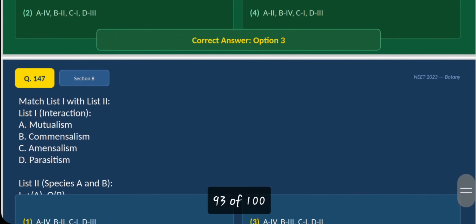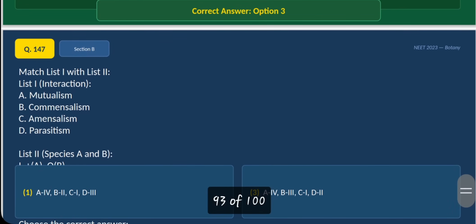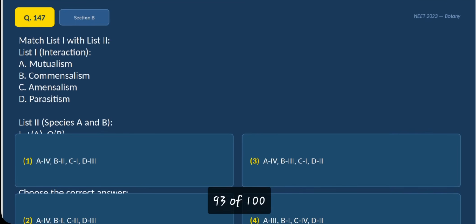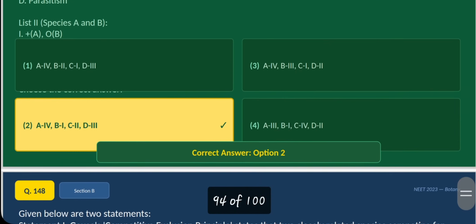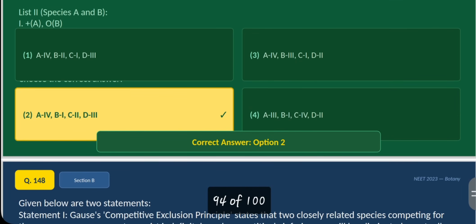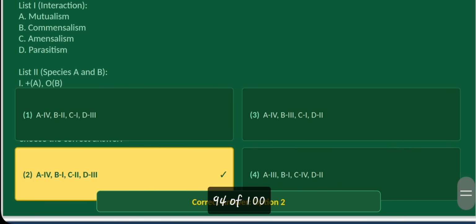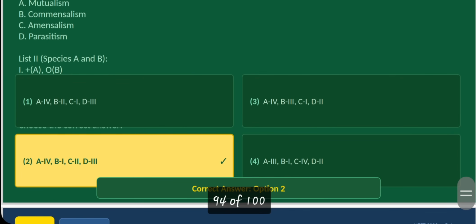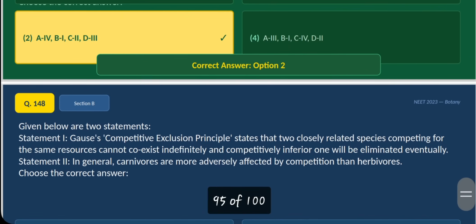Those options are not there, but anyway, remember that again there is mutualism. Mutualism is plus plus. Commensalism would be plus 0. Amensalism is minus 0. Parasitism is plus minus. So A4, B1, C2, D3 covers the options. B1 is nothing but commensalism, plus 0, and amensalism is minus 0. So those properties have to be given.